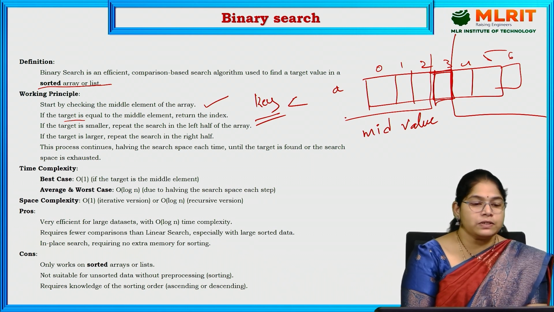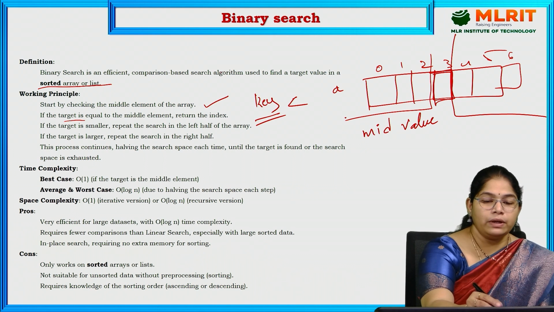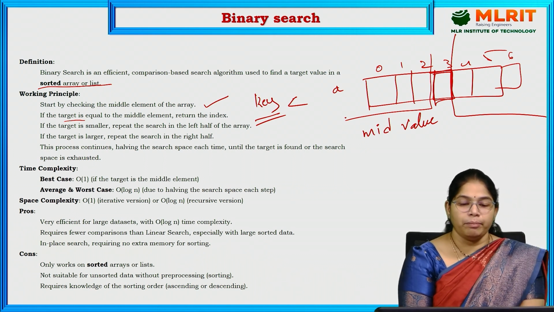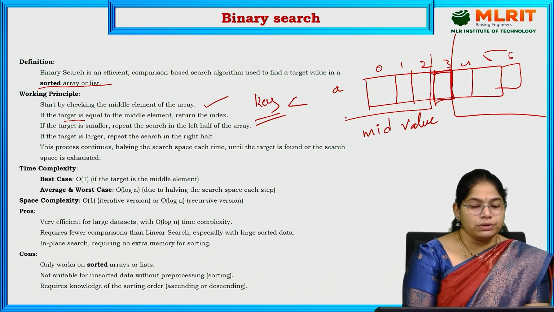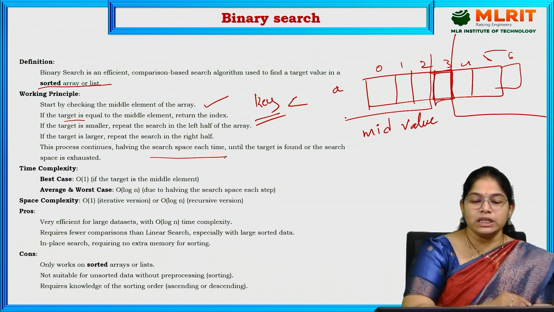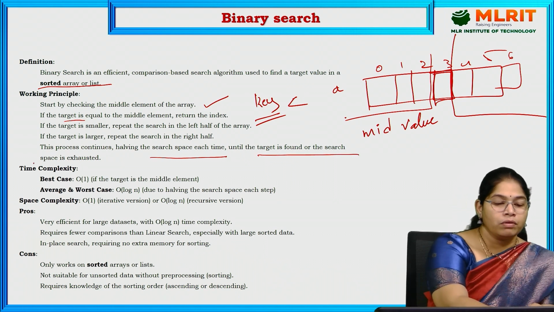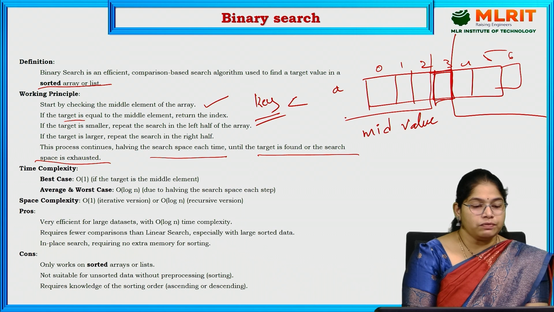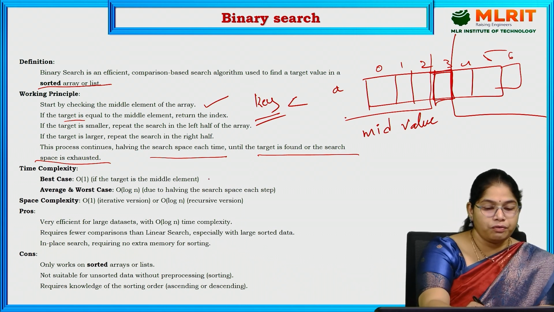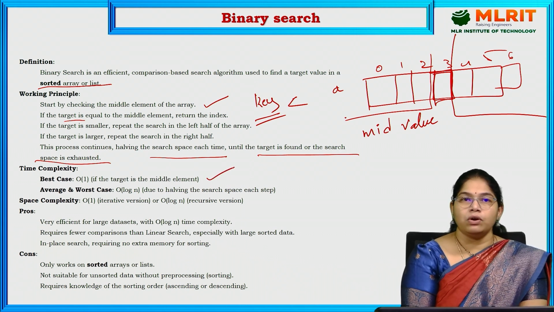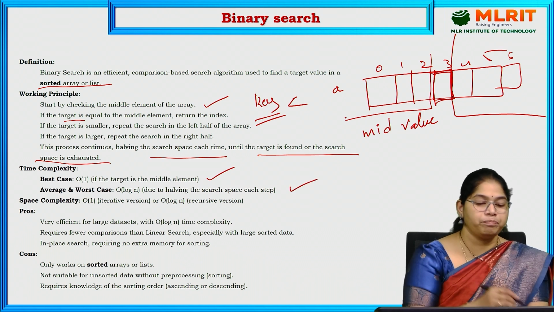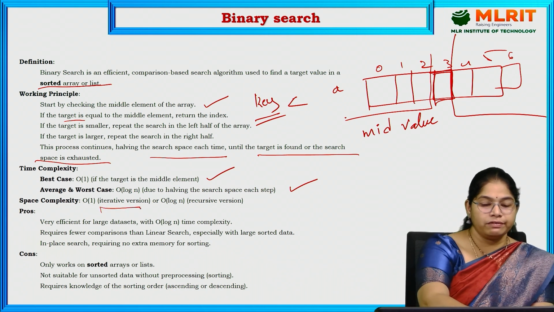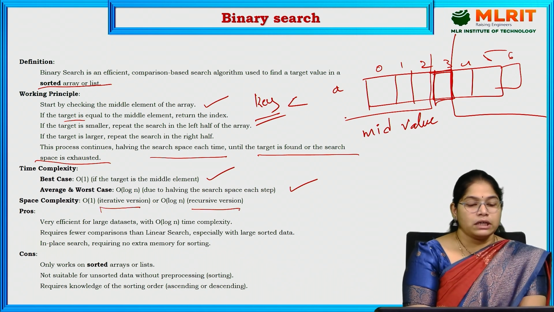So mainly this technique works on divide and conquer. That means the given array is divided into sub-arrays. This process continues, halving the search space each time, until the target is found or the search space is exhausted. The time complexity is order of 1 in the best case, and order of log n in the average and worst case. The space complexity is order of 1 for the iterative version, or order of log n for the recursive version.